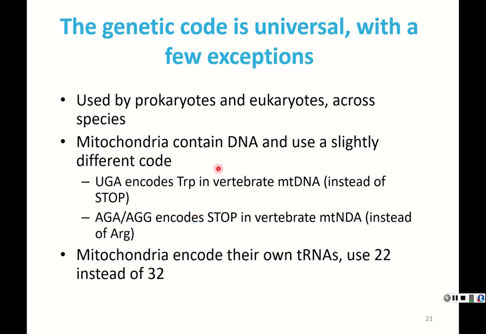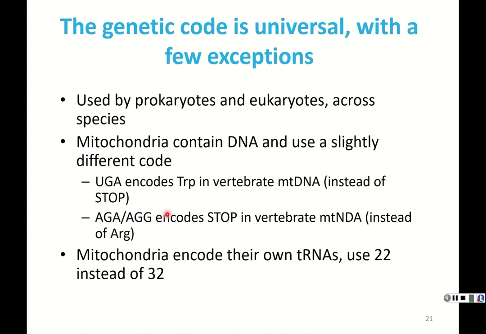This genetic code is universal. It's used by prokaryotes and eukaryotes across species. Mitochondria contain DNA. They use a slightly different code. One of the differences is that UGA encodes tryptophan in vertebrate mitochondrial DNA instead of a stop. So in that case, tryptophan has 2 codons in mitochondrial DNA. And AGA or AGG encodes stop in vertebrate mitochondrial DNA instead of an arginine.